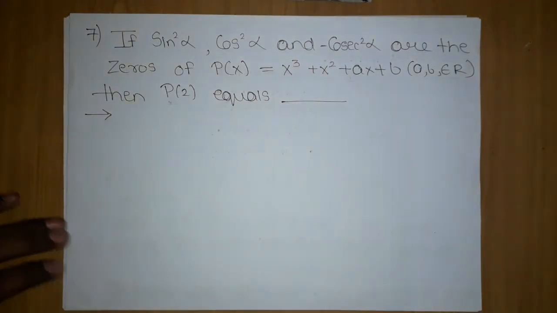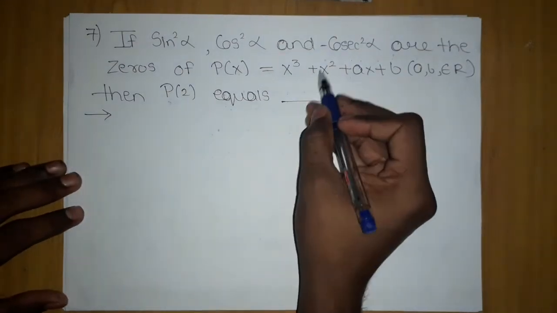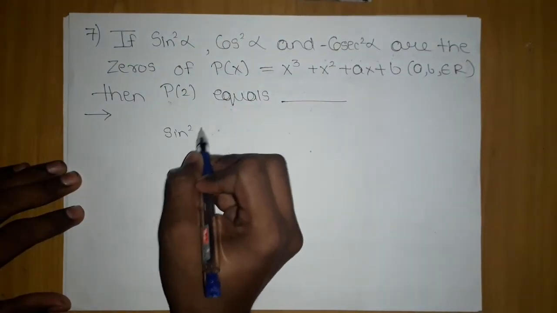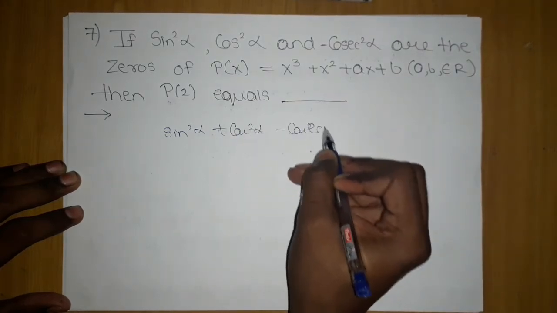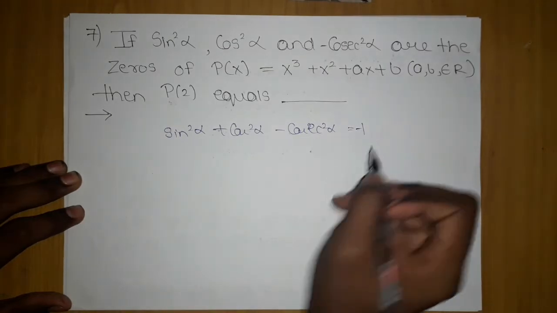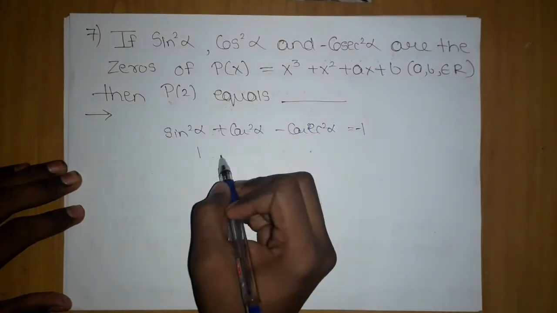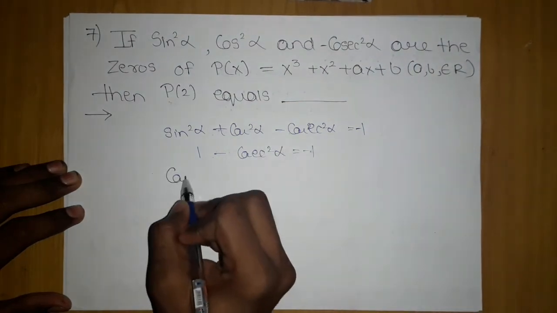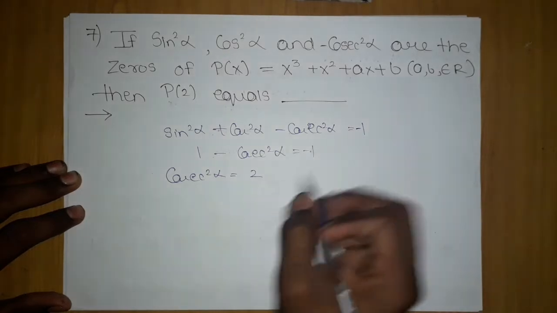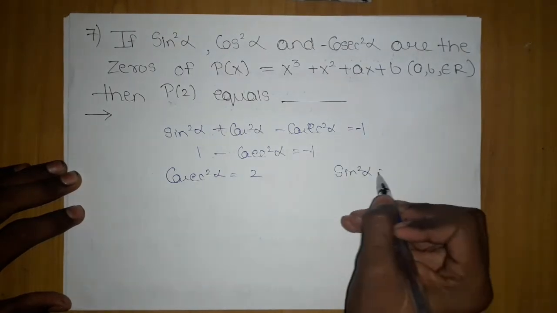They are the zeros of p of x. This is just a modified way of saying that they are the roots of this equation. When you get p of x or f of x equal to 0, that means they are the roots. So nothing great is told. So we know the sum of the roots: sin square alpha plus cos square alpha minus cosec square alpha is what? Minus 1. And this is 1, this is minus cosec square alpha, this is minus 1. So we are getting cosec square alpha equals 2. So sin square alpha will be what? Sin square alpha will be 1 by 2.